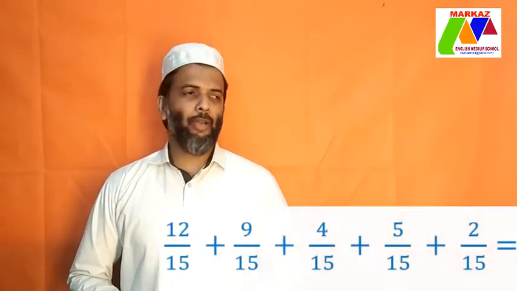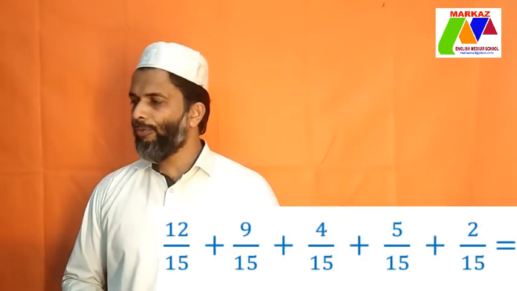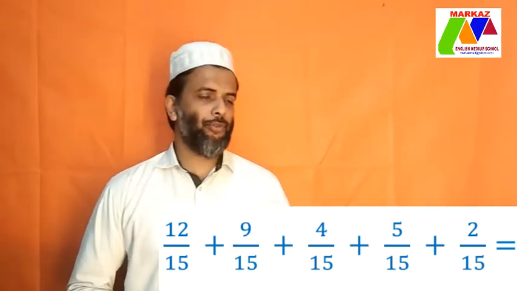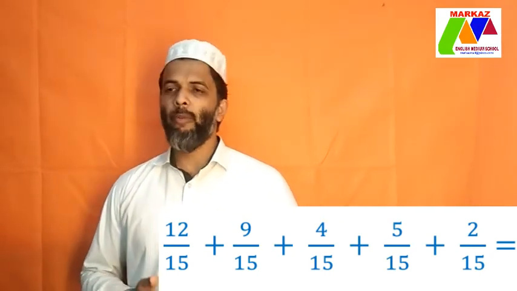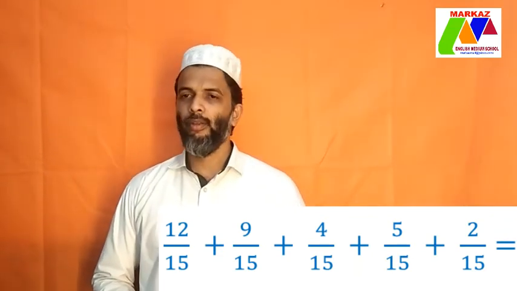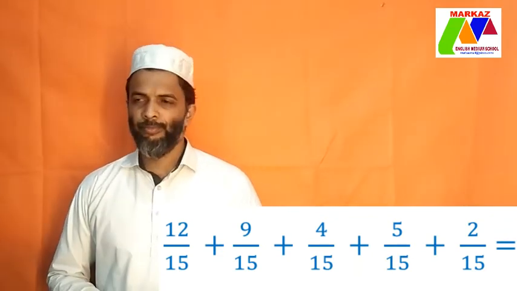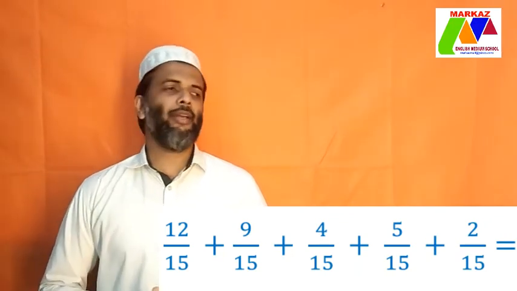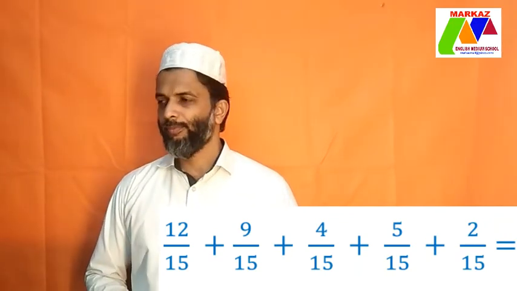Find the sum of the fractions 12 by 15 plus 9 by 15 plus 4 by 15 plus 5 by 15 plus 2 by 15. How to find the sum? Yes, just add the numerators only.